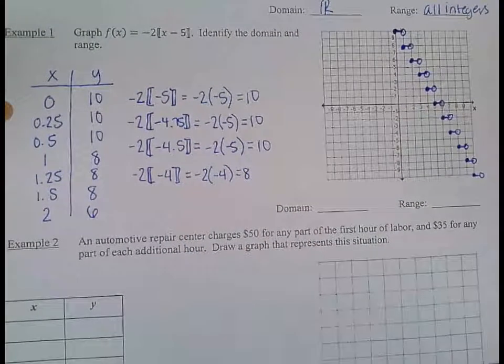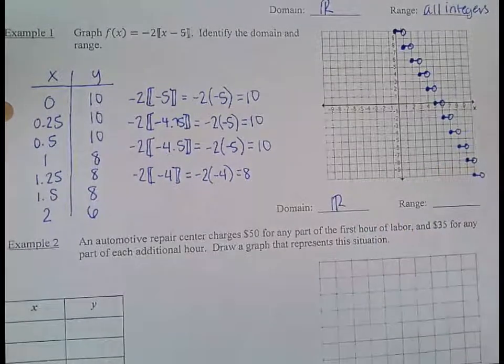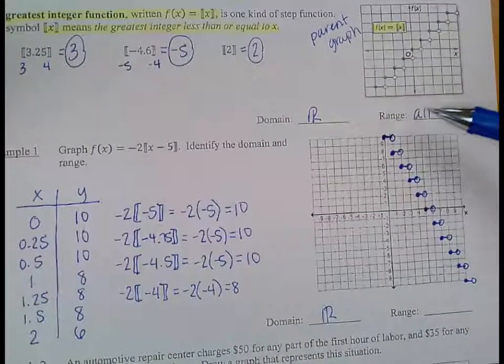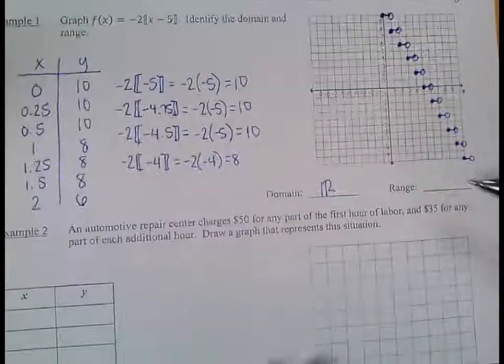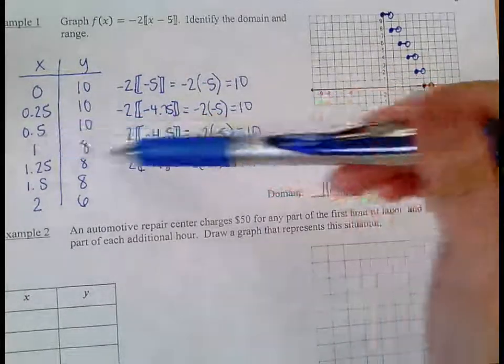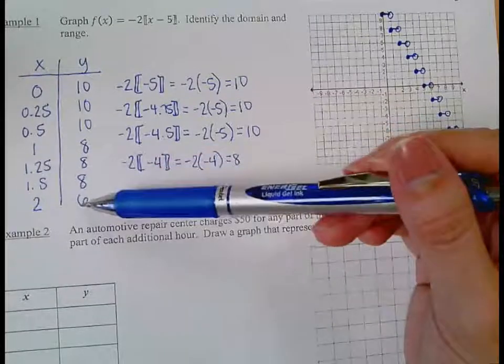So questions at this point with making the table, making the graph? Okay. Then domain and range. Like I said, domain will always be all real numbers because, again, x can be any number, integers or decimals. The range, though, you can look at your graph or you can even look at your table. The range of that parent function was every single integer. That will not be the range for this one because we started at the y value 10 and then we jumped down to 8. So that y value 9 isn't part of the range. Then we jumped down to 6.